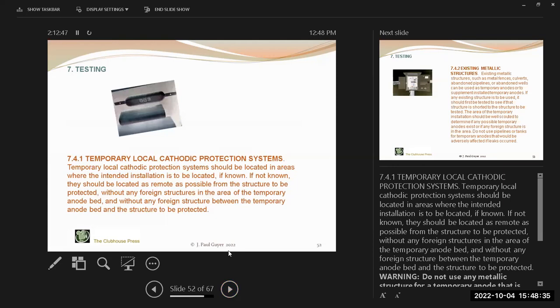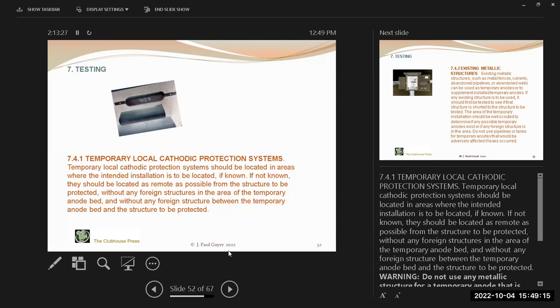For temporary local cathodic protection systems, they should be located in areas where the intended installation is to be located, if known. If not known, they should be located as remote as possible from the structure to be protected without any foreign structures in the area or the temporary anode bed, and without any foreign structure between the temporary anode bed and the structure to be protected.